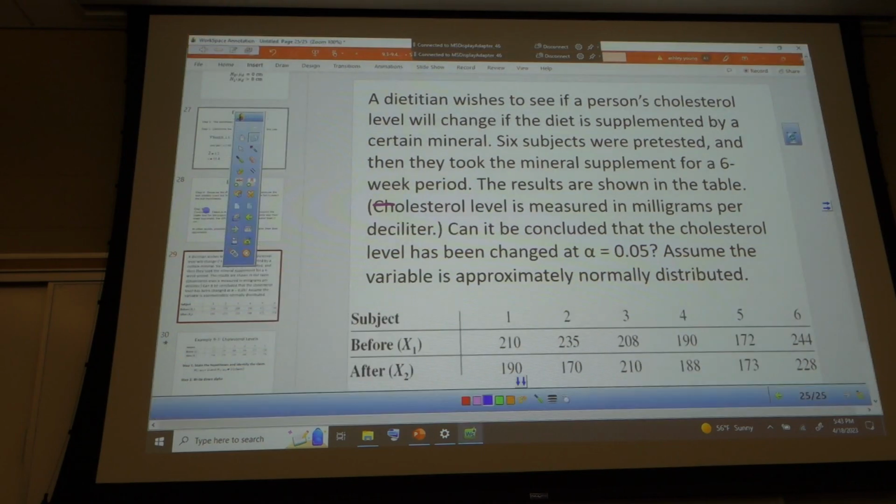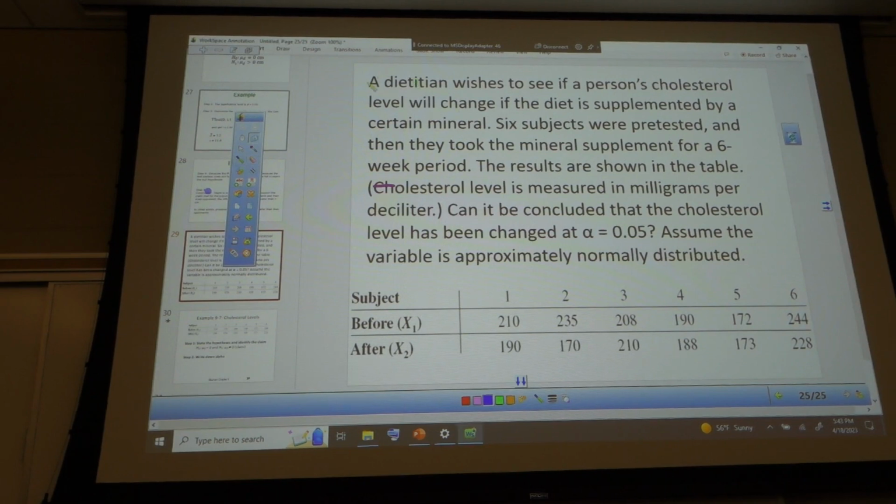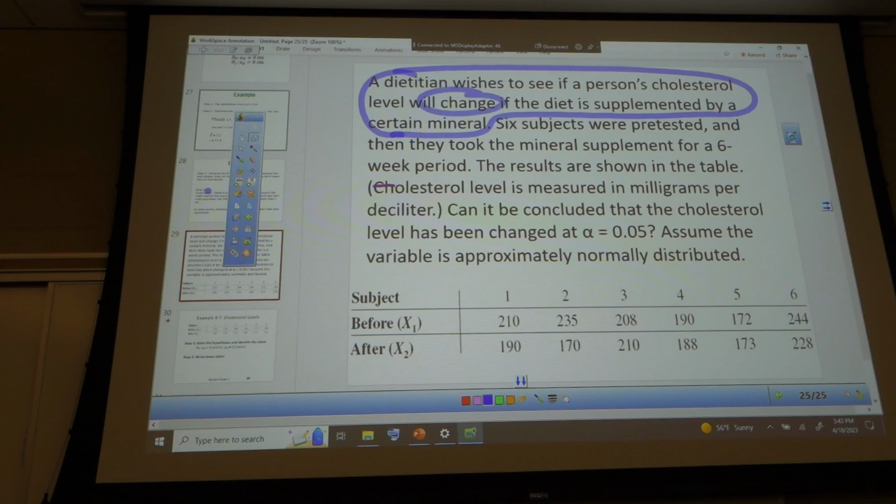So we're going to take a look here. The claim was to see if the cholesterol level will change. So she's saying that the mean before is not the same as the mean after. Everybody all right with that? Now, if you had said that she wants to see if it will stay the same, will not change, then that's fine, and your claim can be equals. Either one's okay, as long as you're consistent. Is everybody all right with that part?